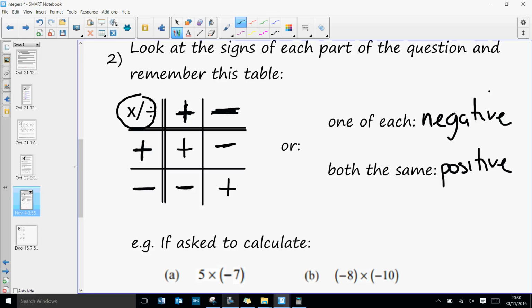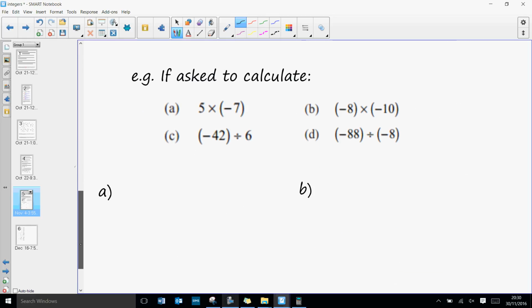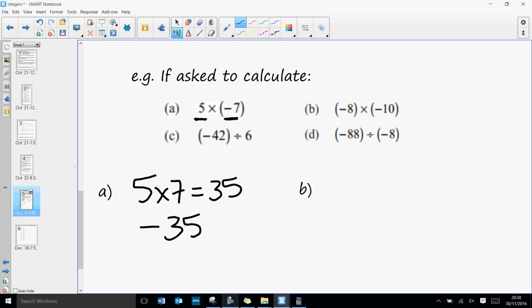So, if we're asked to calculate 5 times negative 7, I would just do 5 times 7 first. So we know that 5 times 7 is 35. And because this is positive and this is negative, I know my answer is going to be negative 35. Second question, negative 8 times negative 10. So again, we just ignore the signs. We do 8 times 10 equals 80. We then look at the signs. They are both negative, so that means my answer is positive.